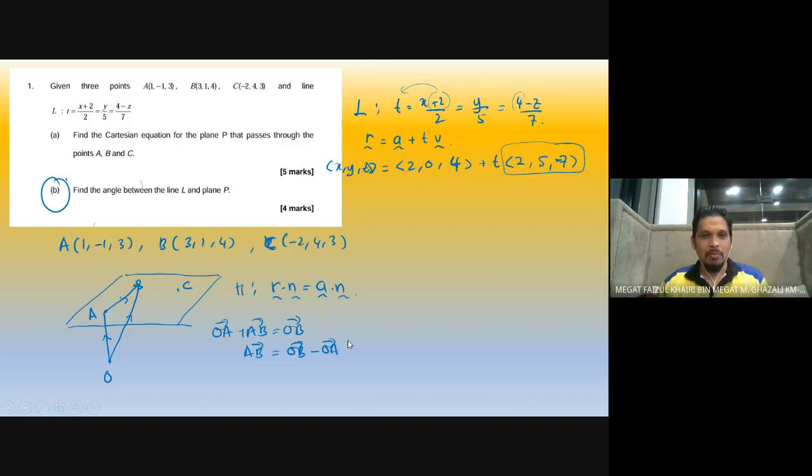OB is the coordinate of B, which is 3, 1, 4, minus OA, where A is 1, negative 1, and 3. So 3 minus 1 equal to 2. 1 minus negative becomes positive, so 1 plus 1 equal to 2. 4 minus 3 equal to 1.